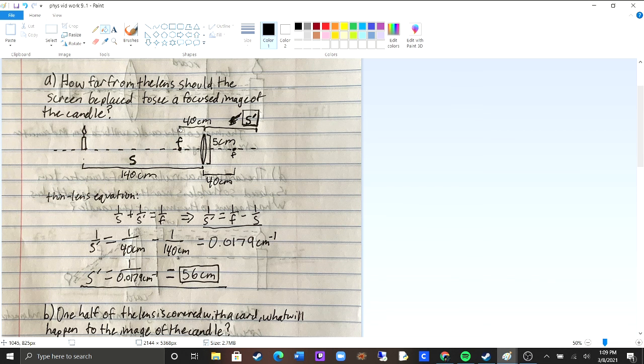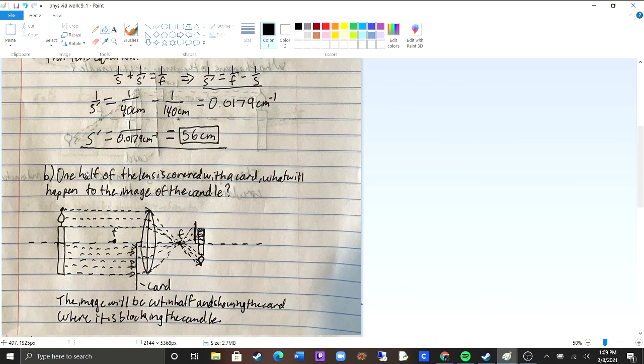So for part B, 1/2 of the lens is covered with a card. What will happen to the image of the candle? So this part deals with ray tracing, which we learned a lot about in the book. So we have our focal points right here, and then our candle is this entire height right here, and then the card is blocking the bottom half of it.